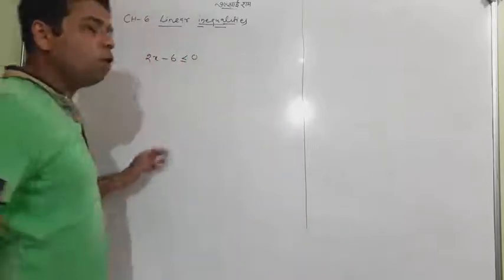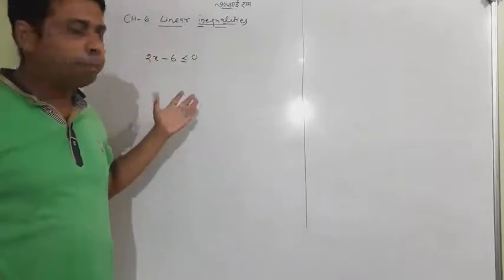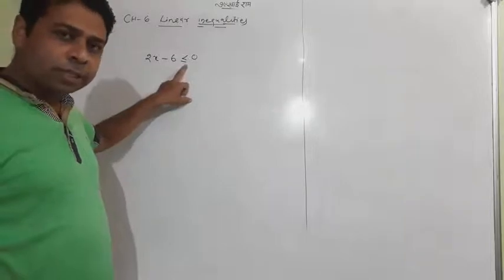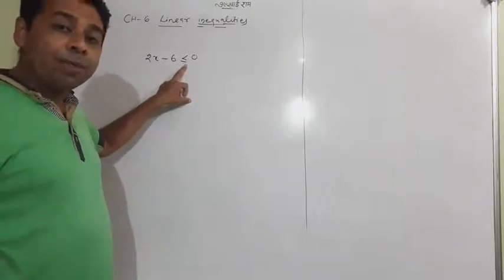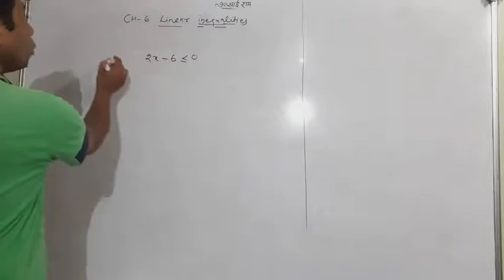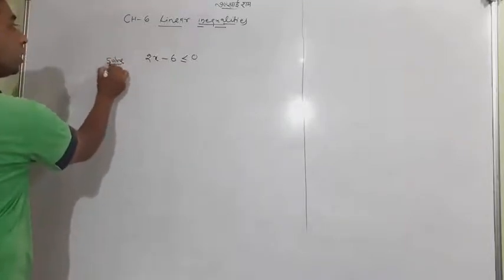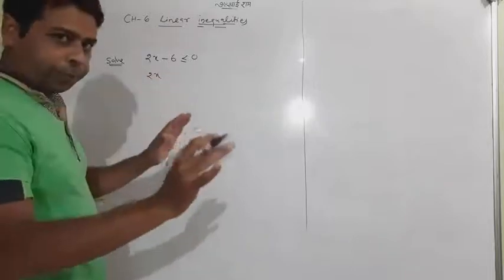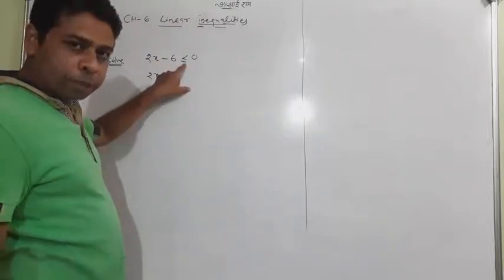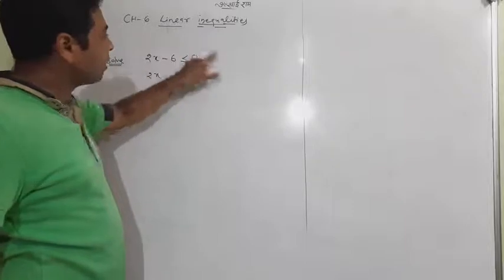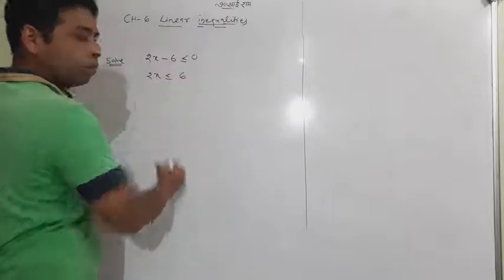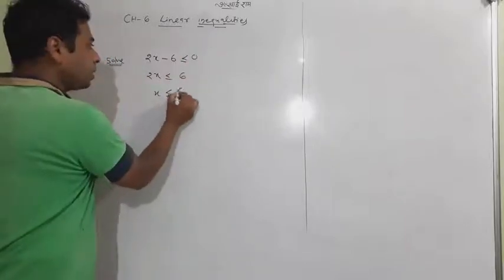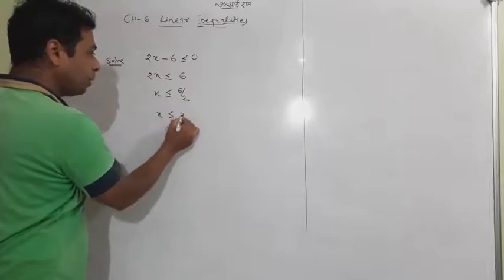So this now has the inequality, because I have used the sign of less than or equal to. If I say solve this, what is its meaning? Very simple. Again I tell you, just treat that sign as an equal to sign and do the same. Minus 6 I will transfer to the other side and x will be 6 upon 2, that means 3.